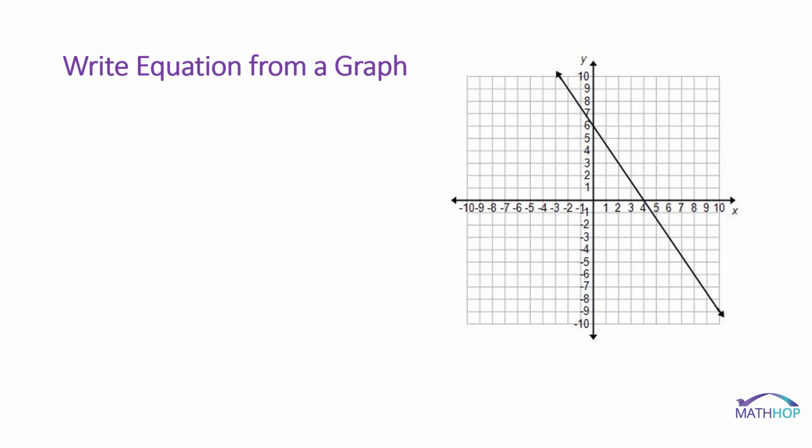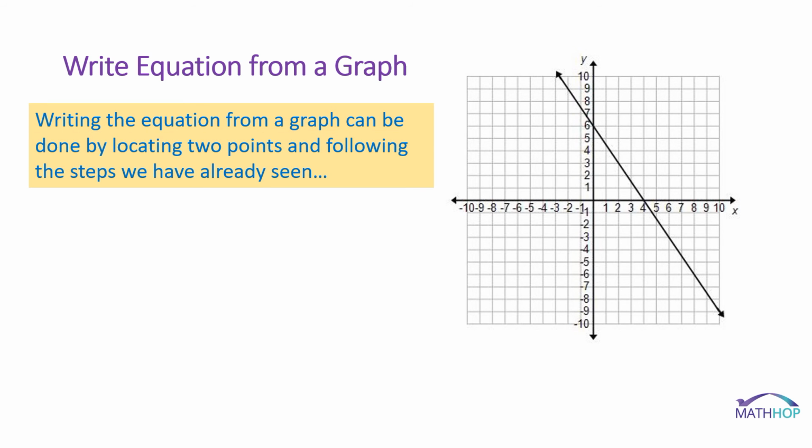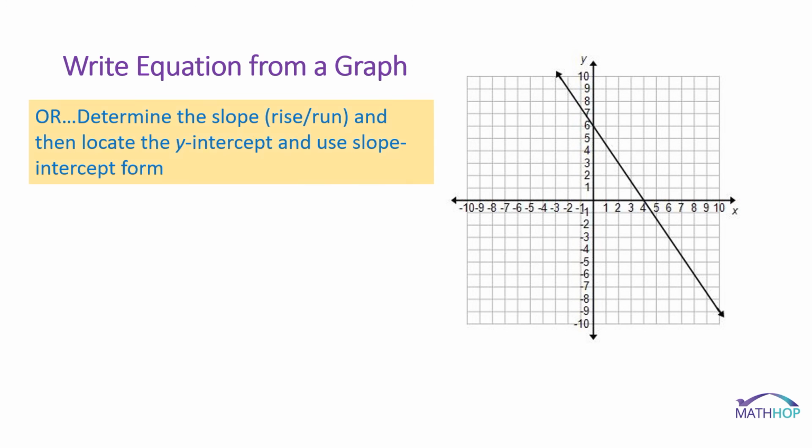All right, writing an equation from a graph. You might think, well, we can just pick 2 points and do all the steps we've already seen. Sure, we could do that. I don't want to do that. That's more work than we need to do. So we could instead determine the slope, which is the rise over run, from the graph, and then locate the y-intercept and use slope-intercept form. So let's see what I'm talking about.